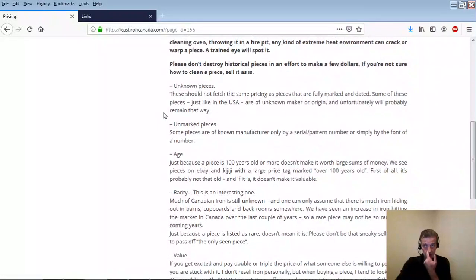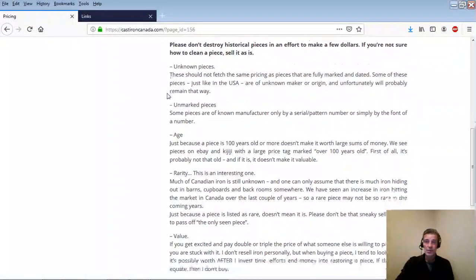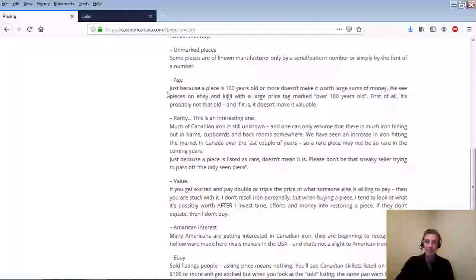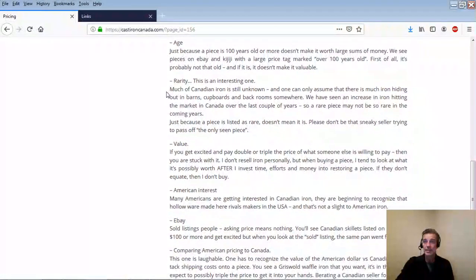So, unknown pieces. There's a problem here in Canada where there was a lot of U.S. made iron shipped in here in the 1880s and early 1900s. So we really don't know if they're American or Canadian, let alone tied to a manufacturer. Most old gate mark pieces, we will never know. Age: just because something is 100 years old, it doesn't make it extremely expensive. So just bear that in mind.